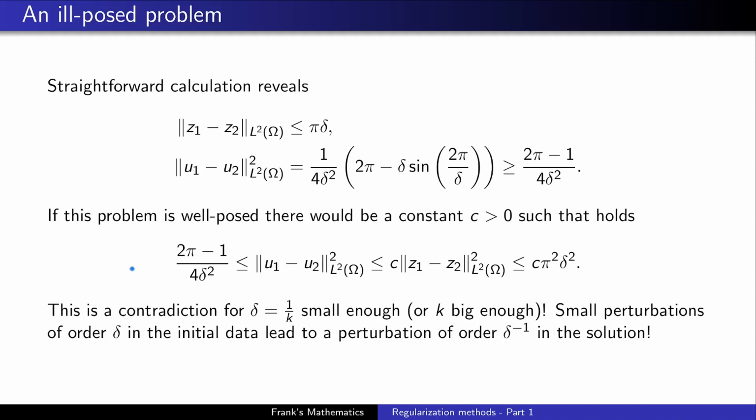Well, if you now put delta small enough, or k big enough, in other words, this is of course a contradiction. And this shows that small perturbations of order delta in our initial data lead to a perturbation of order 1 over delta in the solution, which you can see in this estimation here. And this, of course, violates the definition of well-posedness in the sense of Hadamard, because this is not stable with respect to perturbations.